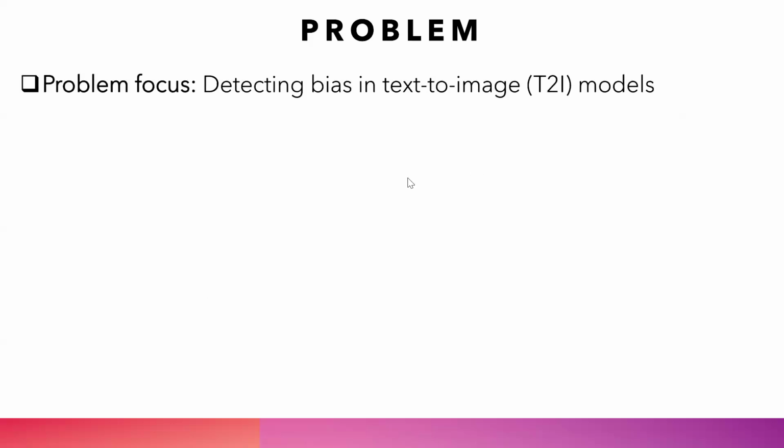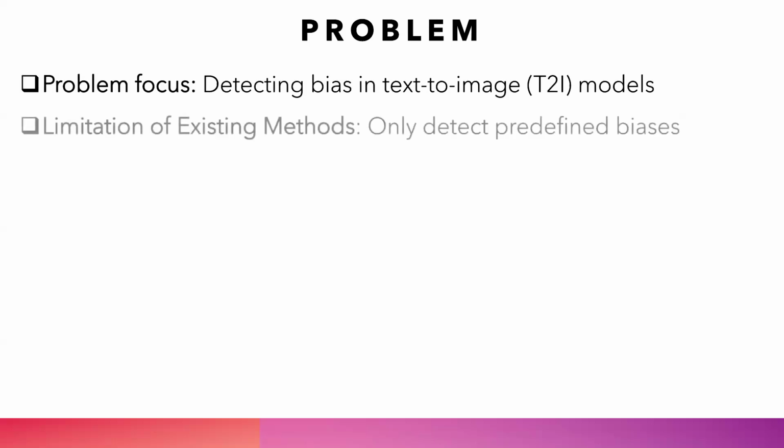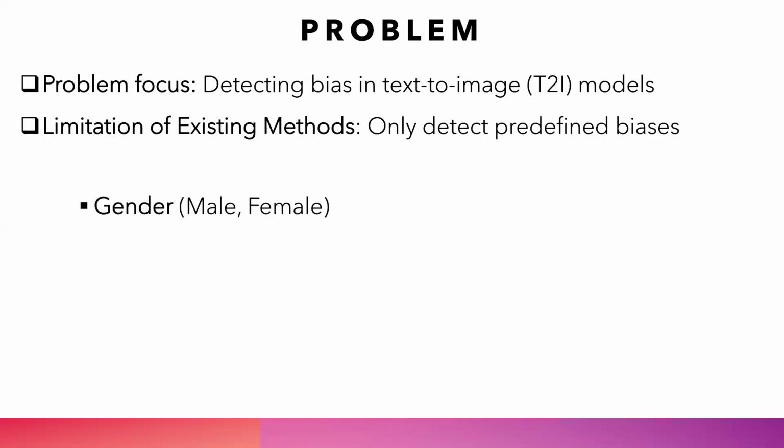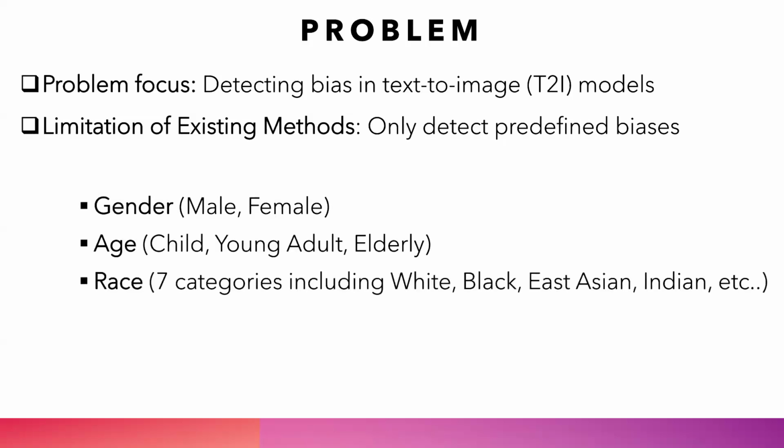So the problem is, this paper is mainly focusing on detecting bias in text-to-image generative models, and some existing methods only detect predefined biases like gender, male, female, and age, child, young adult, or elderly, and race. It's among the 7 categories. But this problem is important because real world applications are increasingly using these generative models. So this needs to be figured out, like it's only predicting the predefined biases, right? We still need to go beyond that.